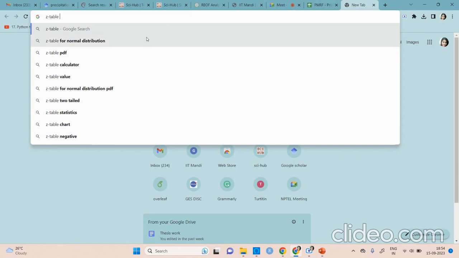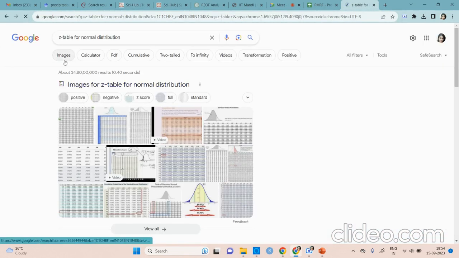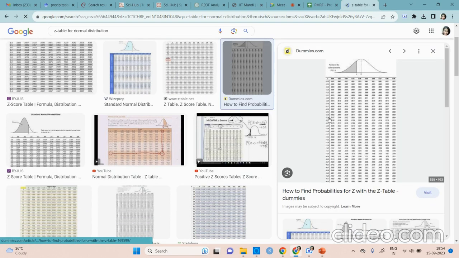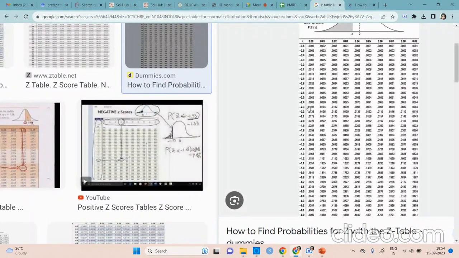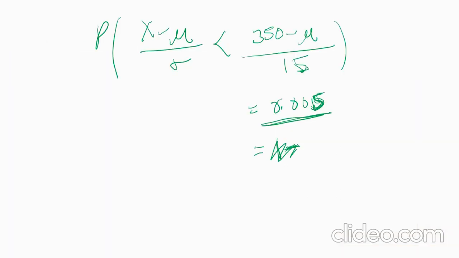Z table for normal distribution. For the negative side, 0.005 will be somewhere here, at 0.0051, so it is at minus 2.57, right? So it is at minus 2.57.